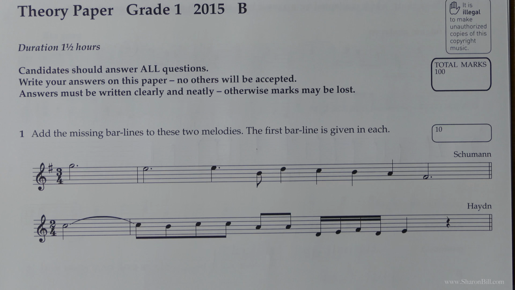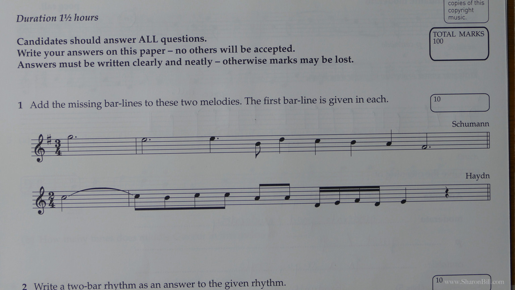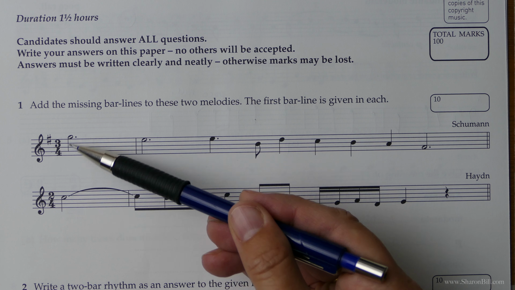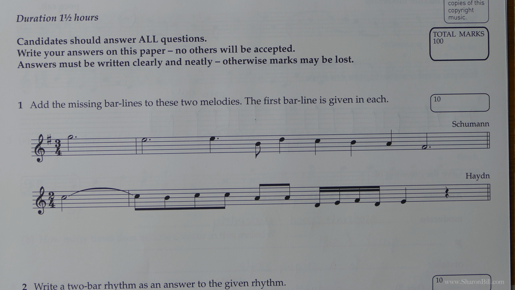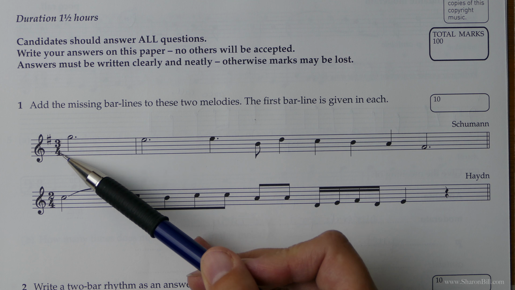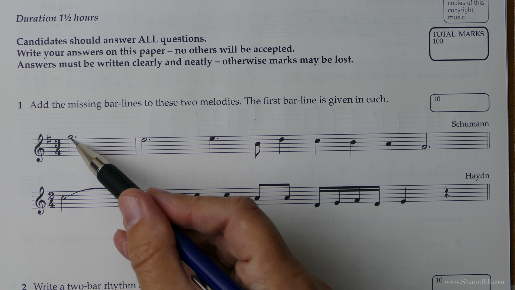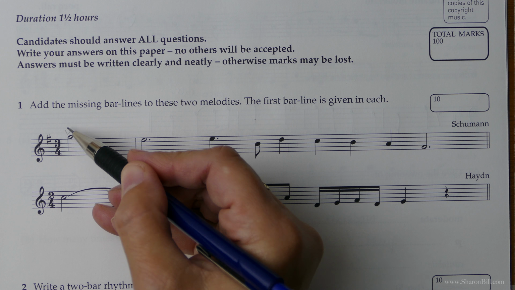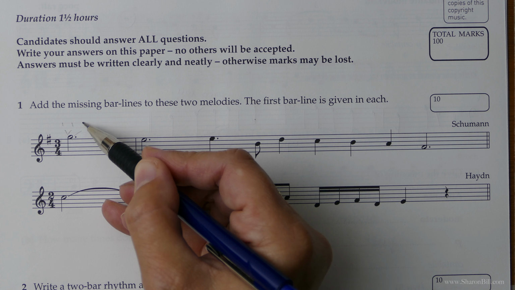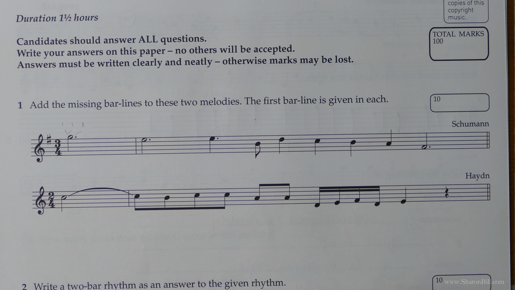So question 1 asks us to add the missing bar line to these 2 melodies. So there are 2 separate time signatures which will require different counting for the bar lines. They've given us the first bar each time, so we've just got to count carefully. So this first question has 3 quarter notes, 3 crotchet beats per bar. We know that a minim or a half note is worth 2 crotchet beats, 2 quarter notes, and then half as much again gives us another one, so we know that's a 3-beat note. And so let's carry on.